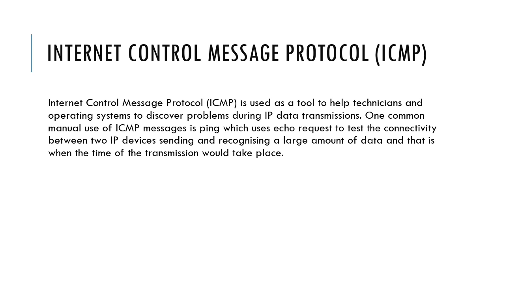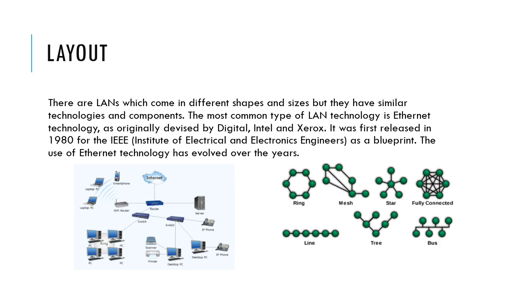Internet Control Message Protocol. This is used for helping technicians and operating systems to discover problems during IP data transmissions. One common manual use is ping, which uses echo request to test connectivity between two IP devices, sending and recognizing a large amount of data, and that is when the time of the transmission will take place.